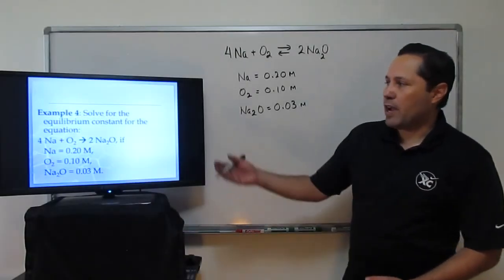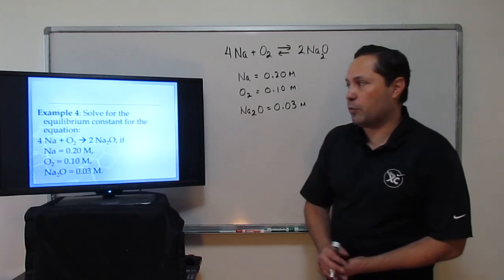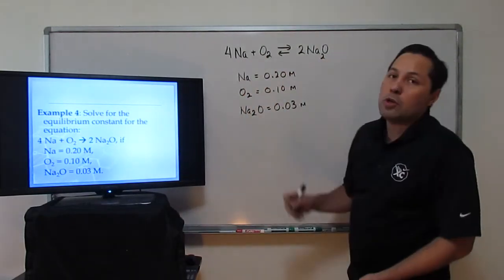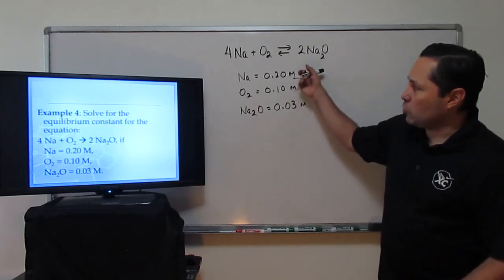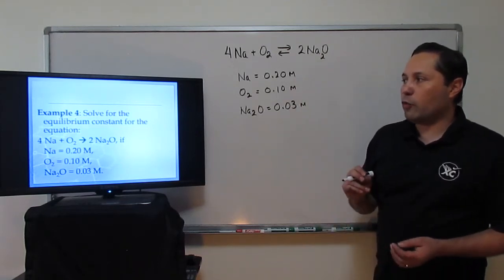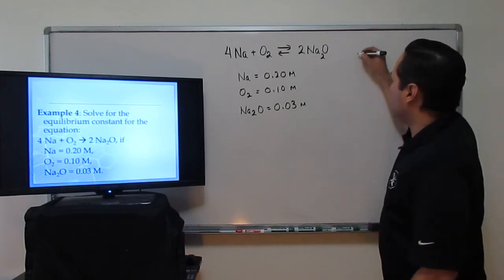In example 4, they ask you to solve for the equilibrium constant for this equation right here, which is sodium reacts with oxygen to give you sodium oxide. And here's the concentration for each one of the reactants and the product. So now solve for KEQ. We're going to go ahead and set it up.